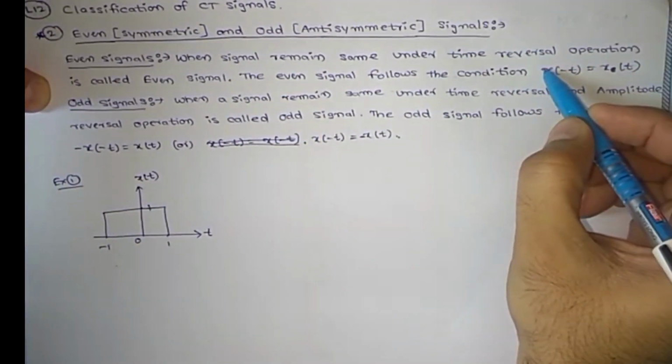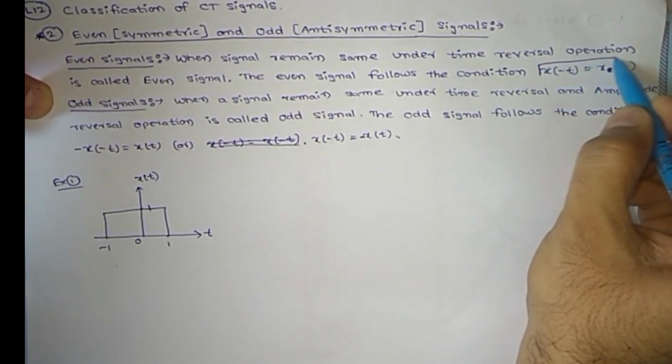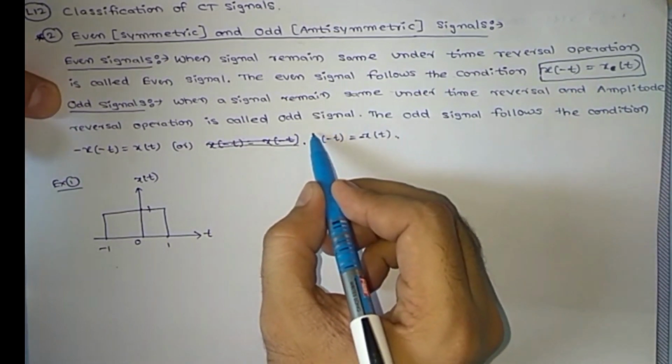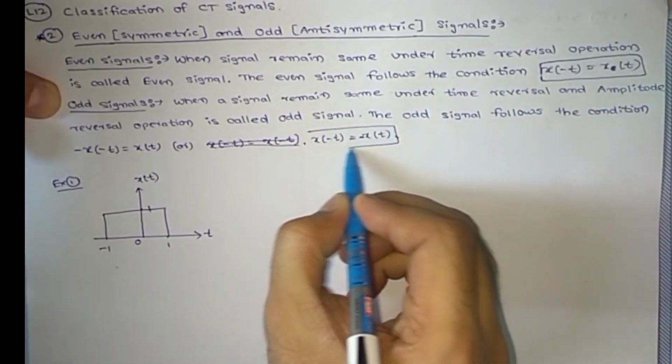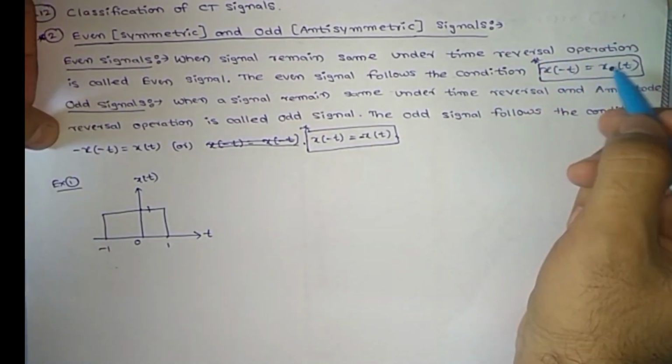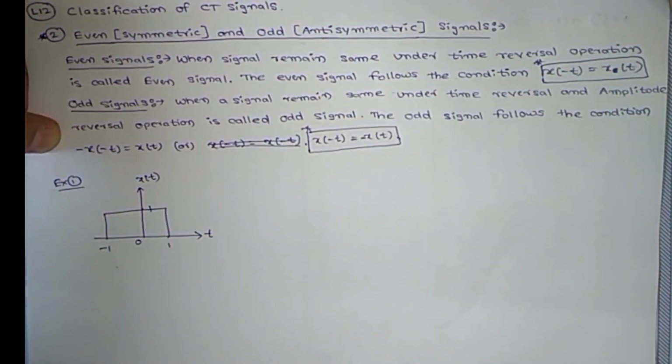So here the condition for an even signal is x of minus t should be equal to x of t, and for an odd signal x of minus t is equal to minus x of t. Okay, so you need to remember these two conditions. So let us see an example.